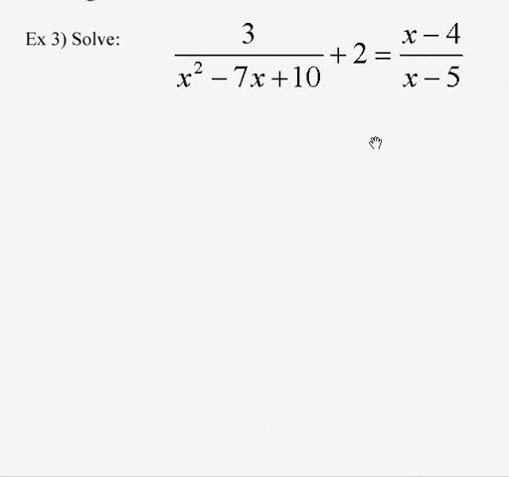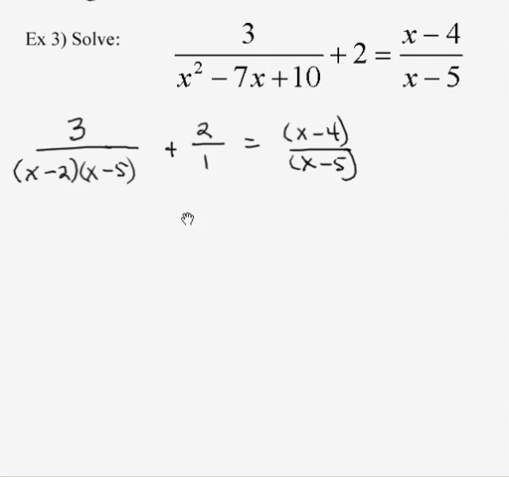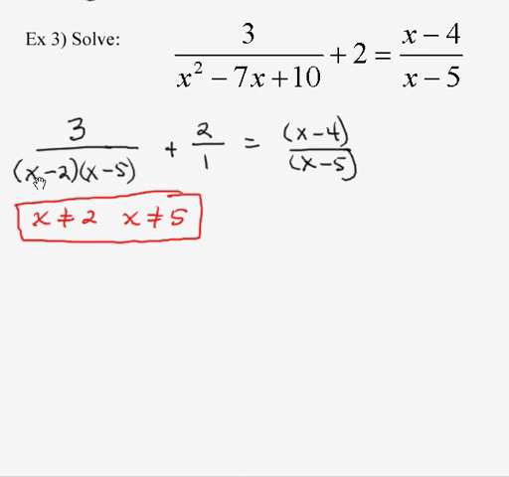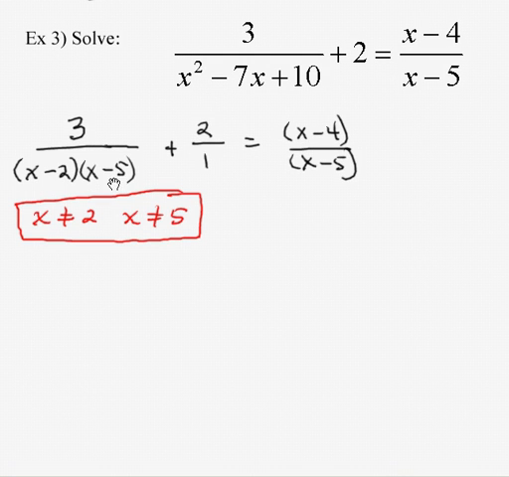This is 2 over 1. So we have three fractions here. Let's factor x squared minus 7x plus 10 by FOIL backwards into x minus 2 times x minus 5. The other denominators will not factor, so let's treat them as factors. And find my restrictions. x can't be 2. 2 minus 2 would be 0. x can't be 5. 5 minus 5 would be 0. And x can't be 5. Again, 5 minus 5 is 0. There's my restrictions to my domain.